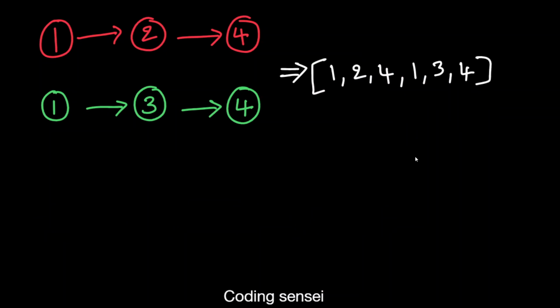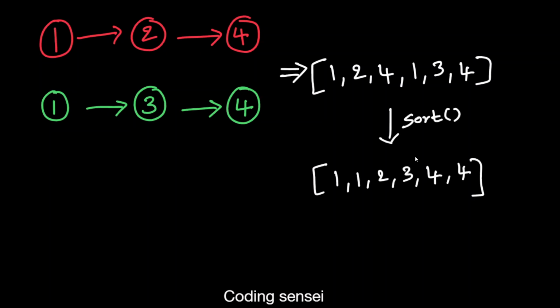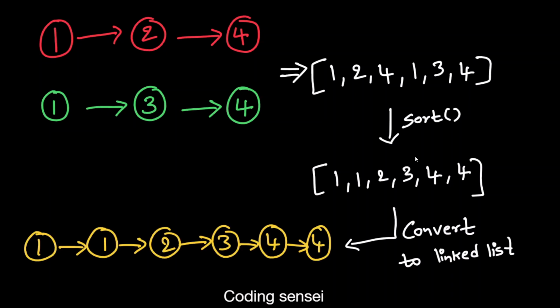The first solution is pretty straightforward, the one that everyone can think of. What we can do is extract the elements from both linked lists and put them in one list. So here I extracted the elements: 1 2 4 1 3 4. Then do the sort operation on that list, and then convert that list into a linked list again. Then return the head of that new linked list.